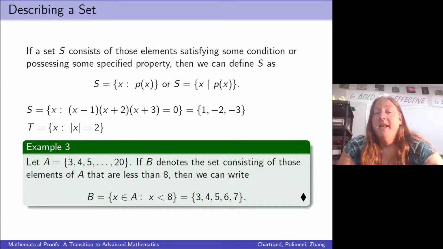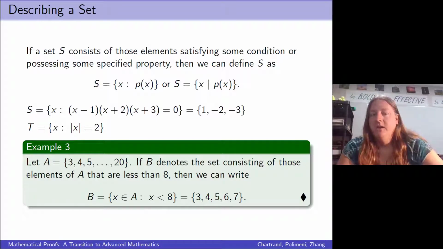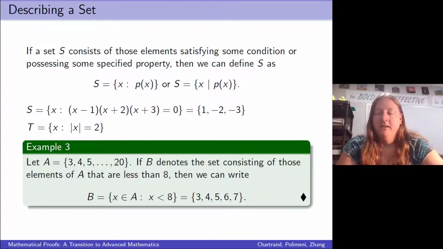The things that are in A, I have numbers starting at 3, right? Integers starting at 3. So I have 3, 4, 5, but I have to stop at 8, right? Because X has to be less than 8. So I'm actually going to stop before I get to 8. So I have 3, 4, 5, 6, and 7. Those are my elements in B.